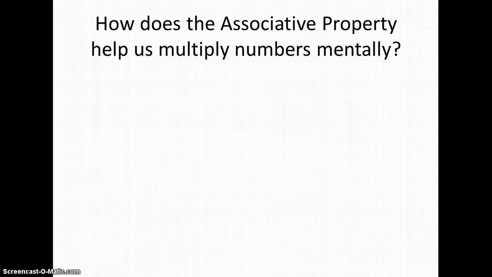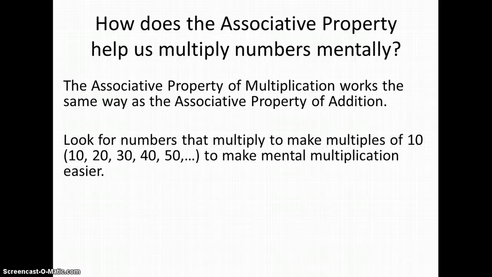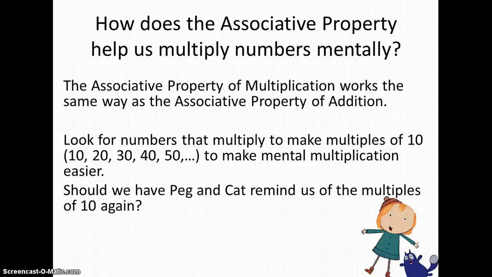You may be asking yourself, how does the associative property help us multiply numbers mentally? Well, the associative property of multiplication works the same way as the associative property of addition. You might want to start by looking for numbers that multiply to make multiples of 10, like 10, 20, 30, 40, 50, and so on, to make mental multiplication easier. Should we have Peg+Cat remind us of the multiples of 10 again? Okay.